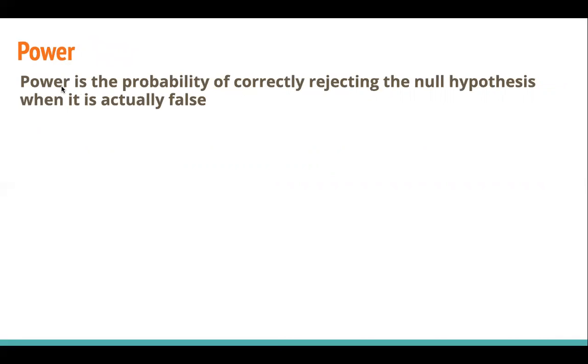Power, I mentioned that word. Power is the probability of correctly rejecting the null hypothesis when it's actually false. It's like making the right decision of going with the alternative when that's the right decision. It's actually the complement of making a type 2 error. Those two things add to one.